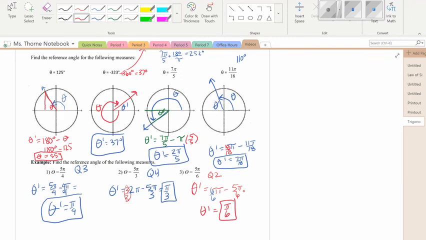You were using the reference angle in order to help you find that, which is something that we also talked about last year in Math 3. And that's it.